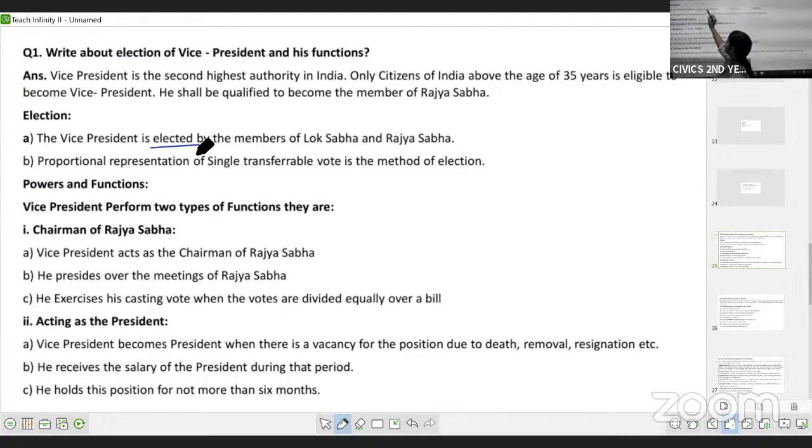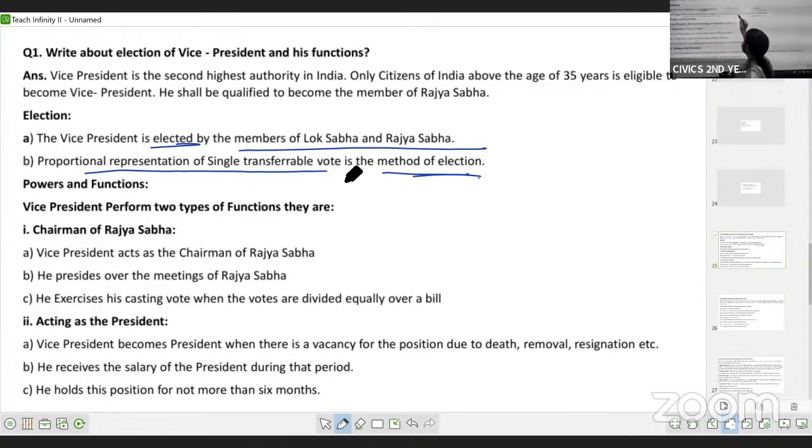The vice president is elected by the members of both the houses of the parliament, that is Lok Sabha and the Rajya Sabha. Only the members of parliament will elect the vice president, and the method of election is proportional representation by single transferable vote. The vice president is indirectly elected. People don't elect the vice president. It is the representatives of the people, that is the members of Lok Sabha and Rajya Sabha, and that too elected members, not the nominated ones, who vote for the vice president.